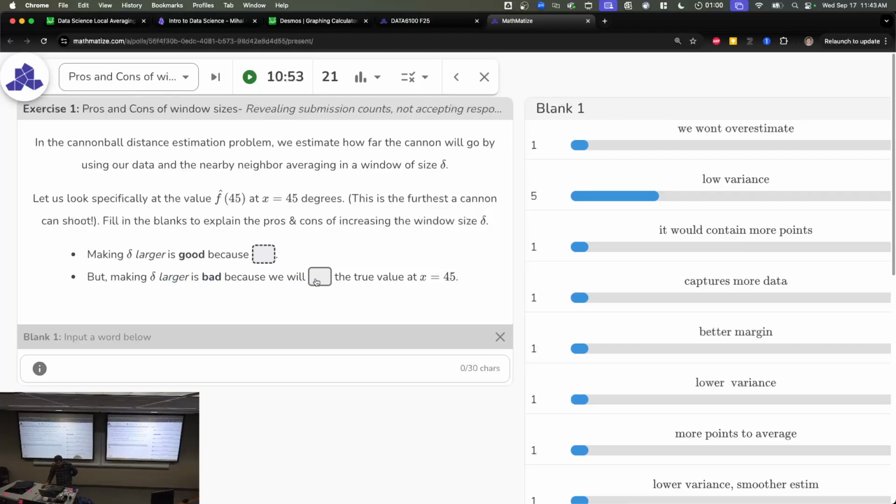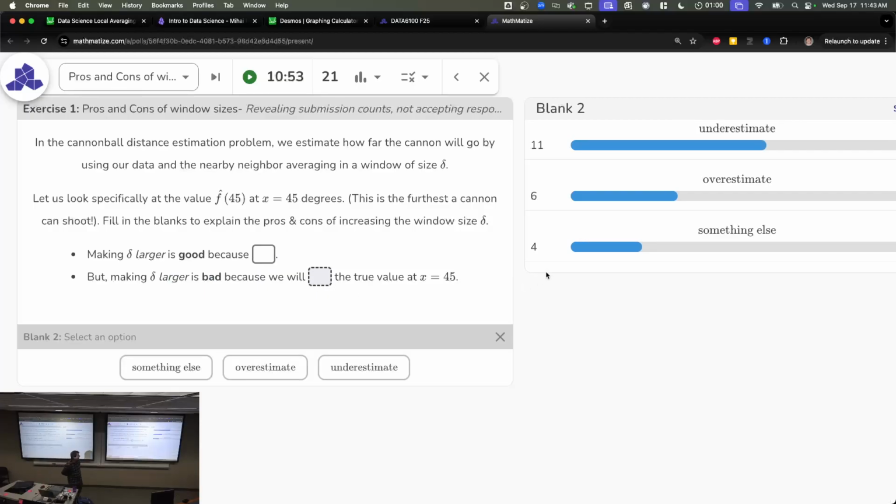It's bad because we will blank, and about half the people wrote underestimate, and about half the people wrote either overestimate or something else. So this one is important to get clear. Something is going to happen that did not happen before. This is the new part. This whole line is the new part that did not exist before we had x values.